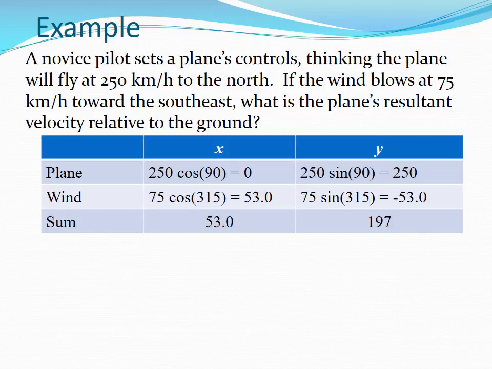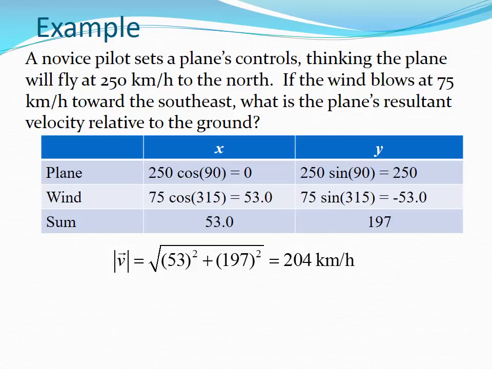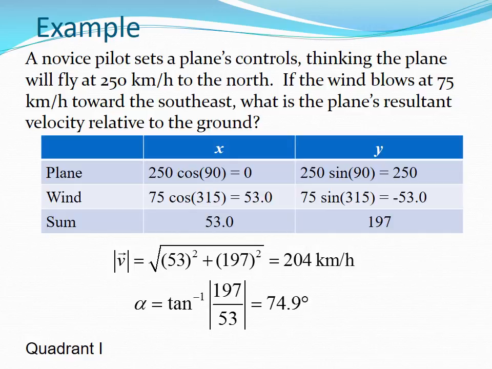We sum the x and y components to obtain the components of the resultant velocity. The x component is 53 kilometers per hour, and the y component is 197 kilometers per hour. Again, they are both positive. Then use the Pythagorean theorem to find the magnitude, which is 204 kilometers per hour. Our definition of the helper angle gives us 74.9 degrees. Since both the x and y components are positive, the vector is in the first quadrant. The standard angle is the same as the helper angle and is equal to 74.9 degrees.